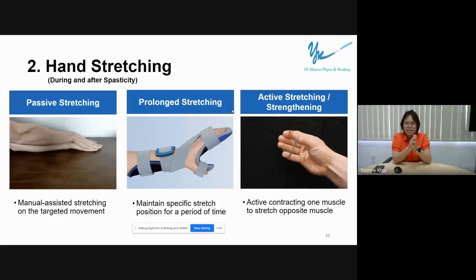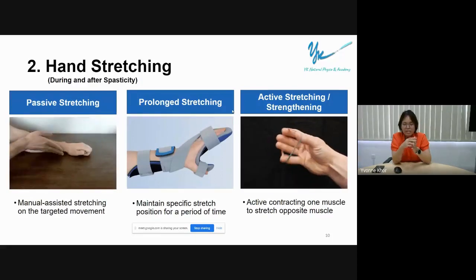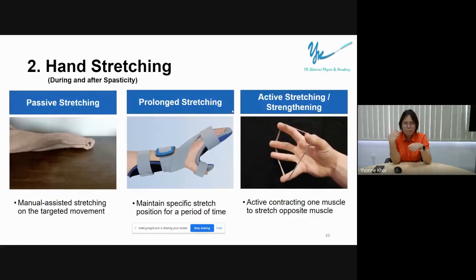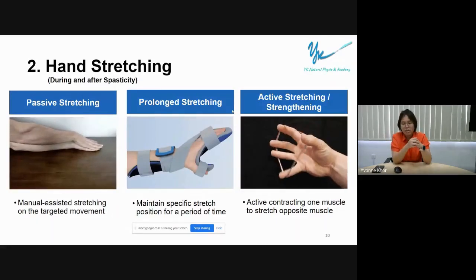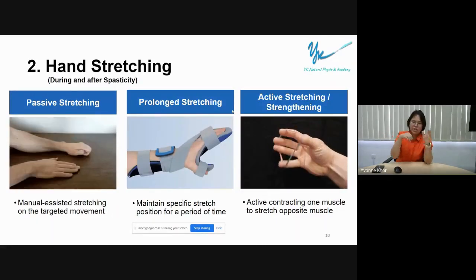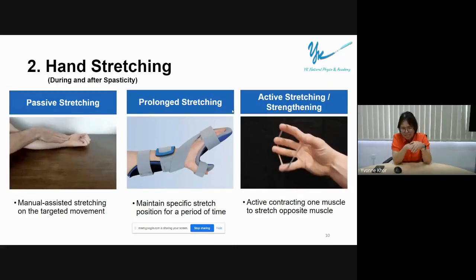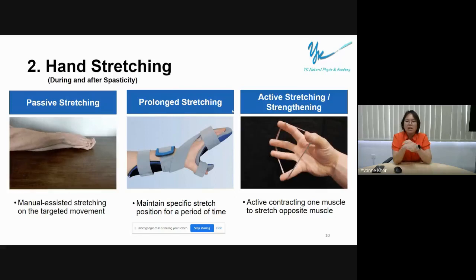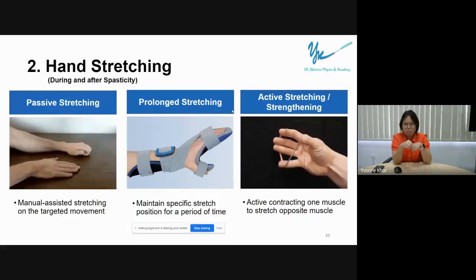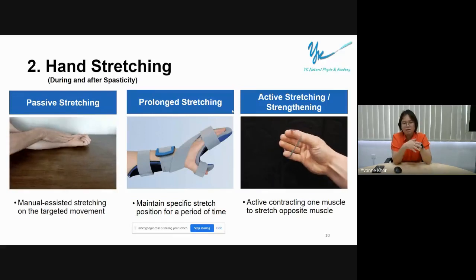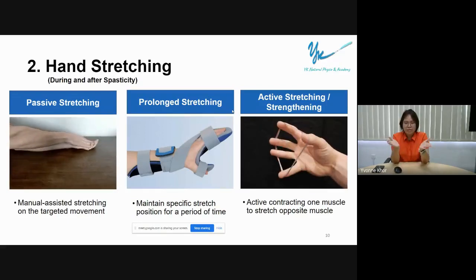Third is the active stretching, also known as strengthening, which is actively contracting one muscle to stretch the opposite muscle. That means if your finger is very tight in the flexion position, you can strengthen the extension of your finger. At the same time, when you strengthen your finger extension muscle, you are also stretching your finger flexor muscle. These three are very important.